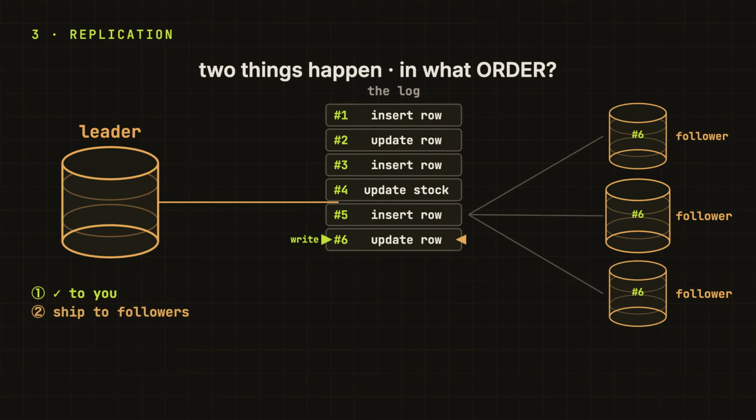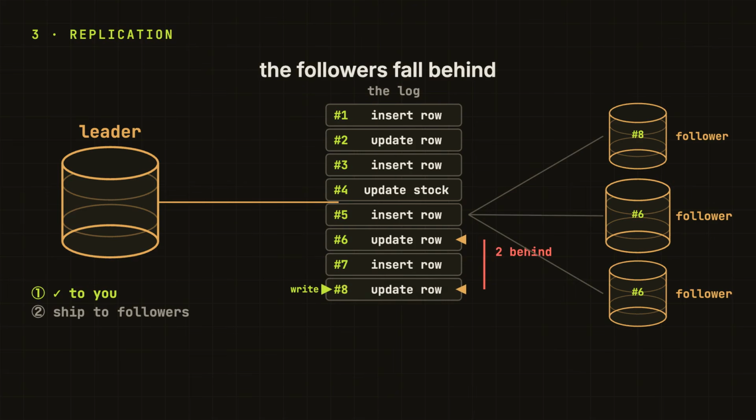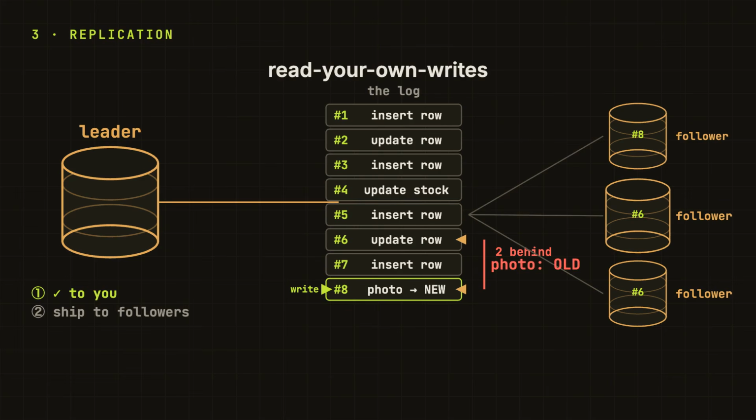How the copying happens matters. In asynchronous replication, the leader confirms your writes immediately and copies to the followers a moment later. This is fast, but it means the followers can be slightly behind. We call this replication lag, and it causes a classic bug. You update your profile photo, the write goes to the leader, but your very next read happens to hit a follower that has not caught up yet. So you see your old photo. This is called the read your own writes problem.